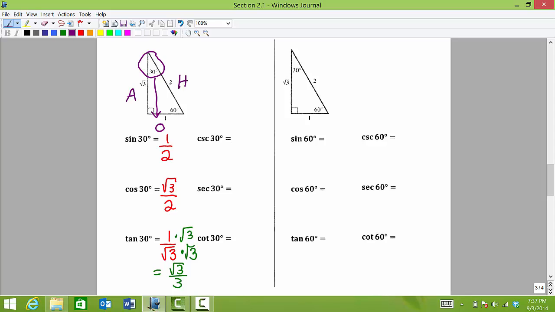Now we will find the reciprocal function values. If sine of 30 degrees is 1/2, then cosecant of 30 degrees will be 2. Remember, these are reciprocals. Secant of 30 degrees will be the reciprocal of cosine of 30 degrees, so we will do 2 divided by the square root of 3, and we will rationalize. So we get 2 square root of 3 all over 3. Put these in little boxes here.